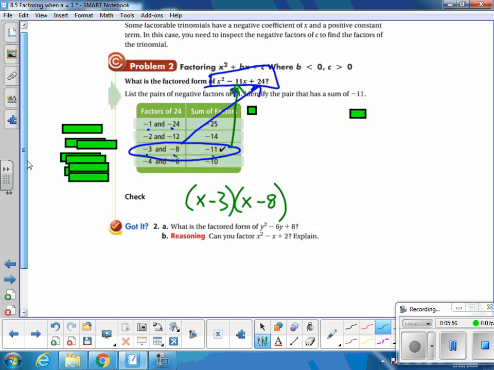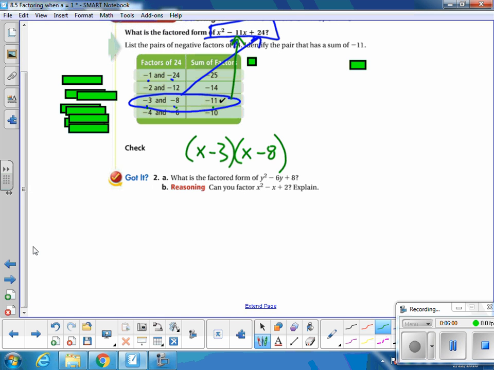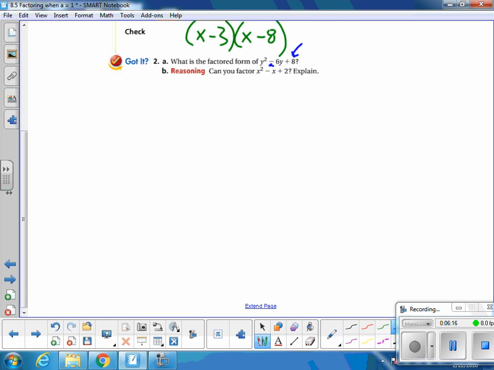Factored form of y squared minus 6y plus 8. Again, you're keeping an eye on this guy. So you see that that is negative there. So you know that the factors of 8 are going to both be negative, because again, that last term is the product of the factors. Press pause and give it a try.